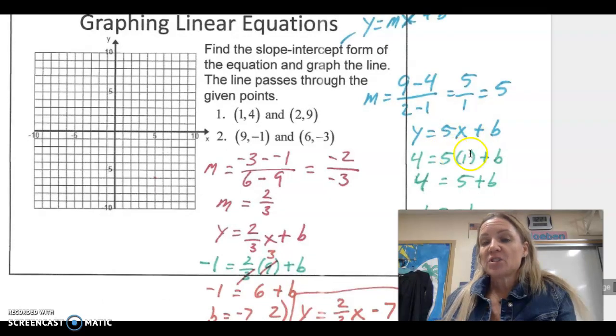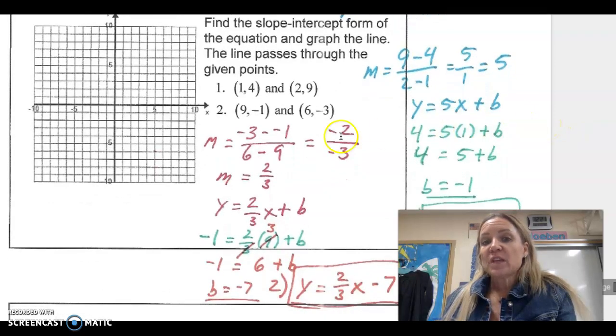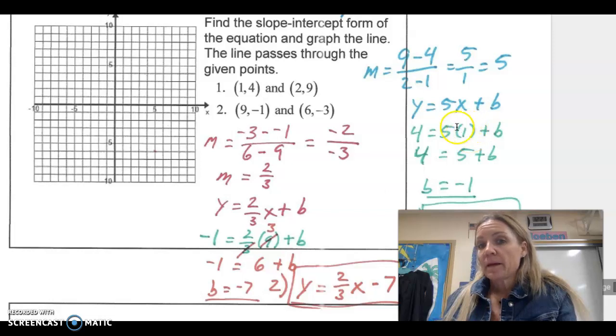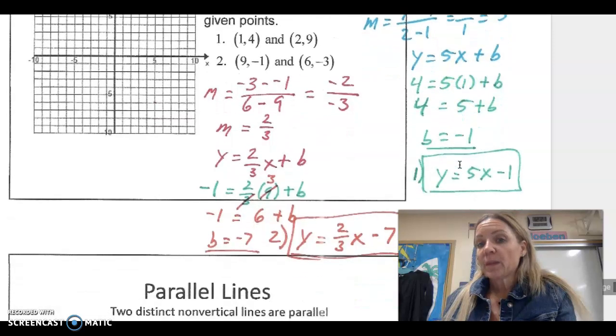Nice. Now we just need to find the b. So I can use either of these 2 points. Let's use the first one because it looks a little easier to work with, right? I'm going to plug 1 in for the x right here, and I'm going to plug 4 in for the y right here, and then simplify. 5 times 1 is 5. Subtract 5 from both sides, and we get b equals negative 1. So when we substitute it into the equation, we get y equals 5x minus 1.